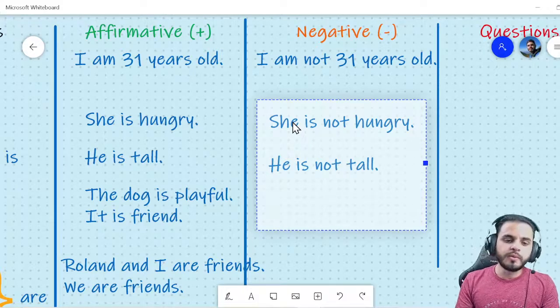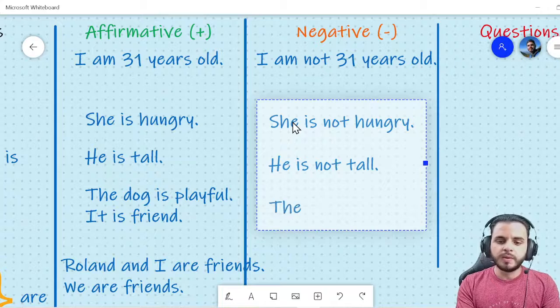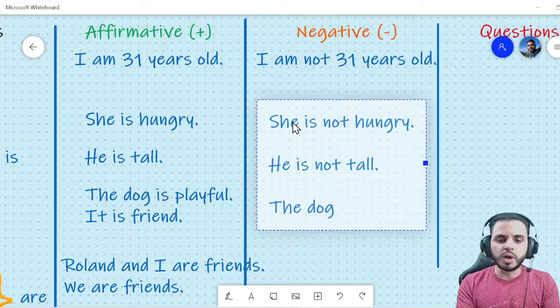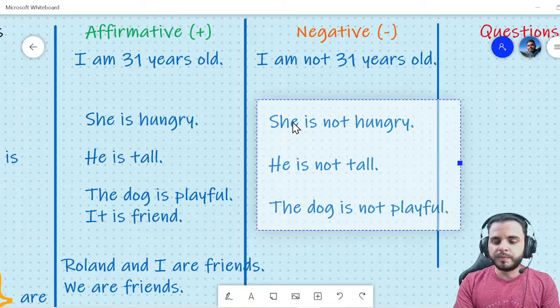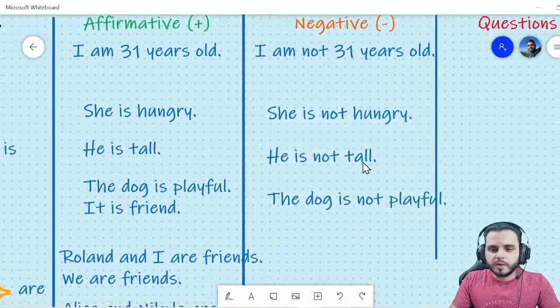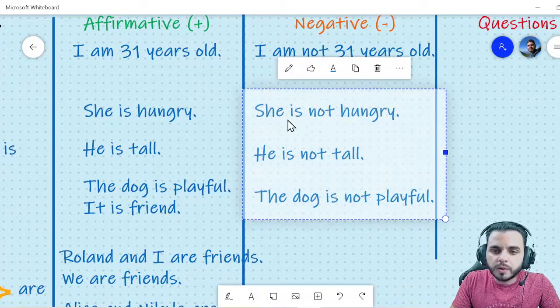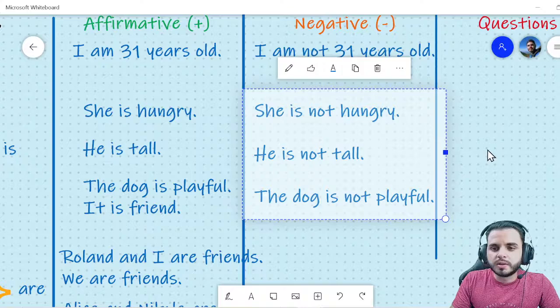What if the dog, right? The dog doesn't like to play too much. So I'm going to say the dog is not playful. So very simple. We can see that we just have to include not right after the verb be, with the correct conjugation here. So I'm going to say she is not hungry.